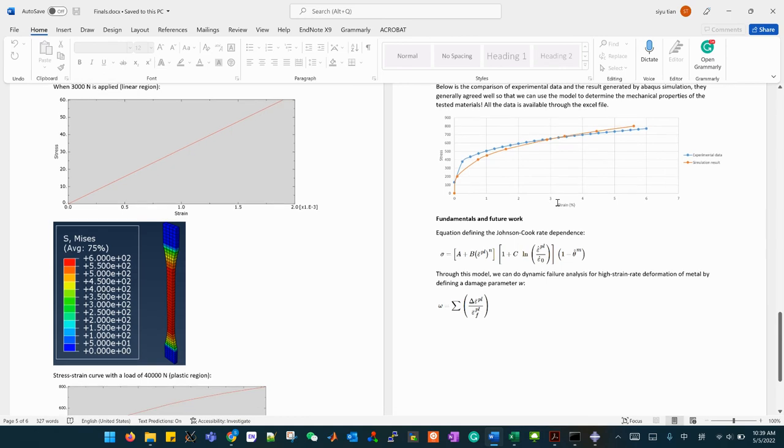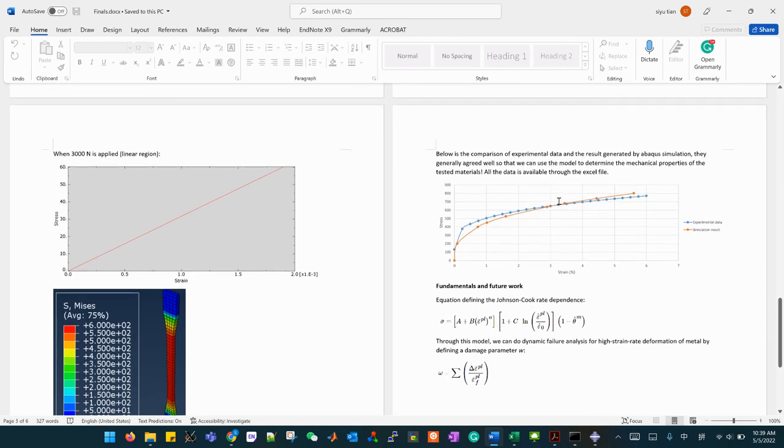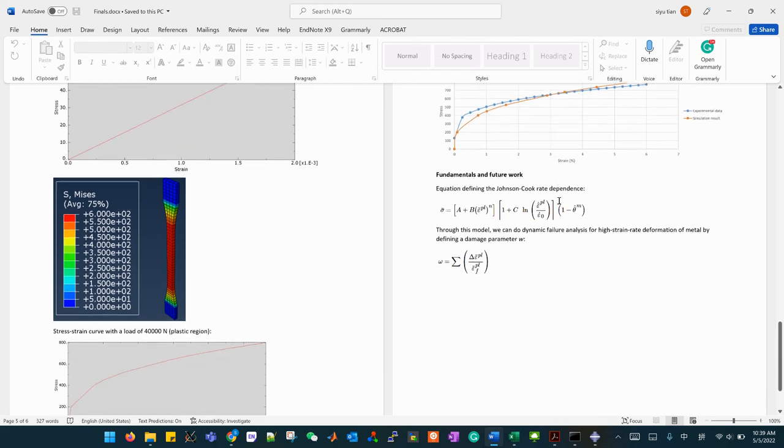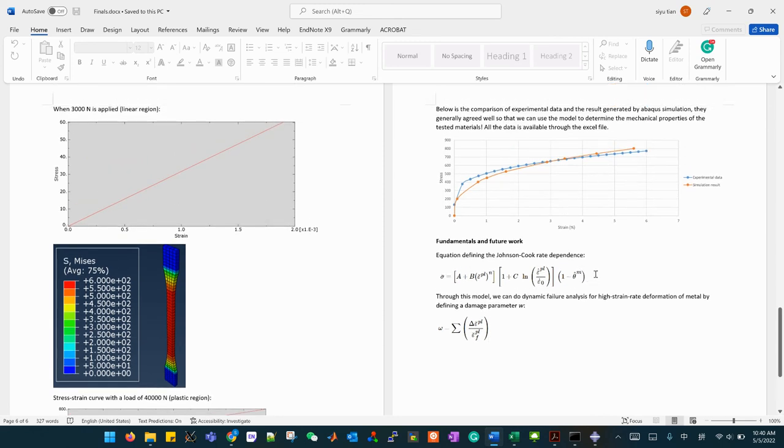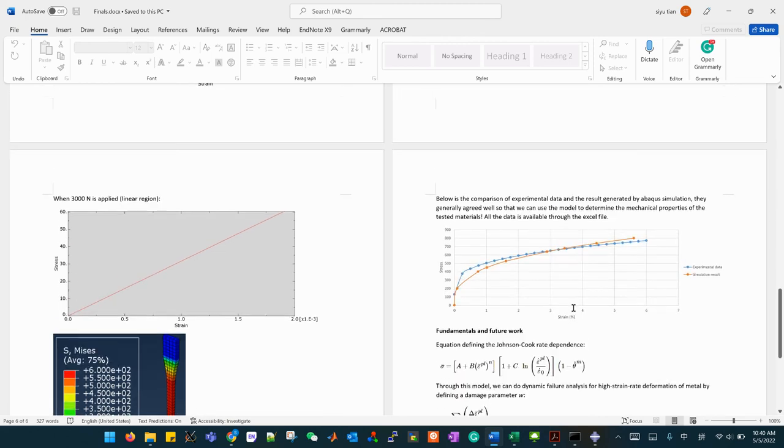That's generally the whole process of the project. And another thing to discuss here is future work. We may implement criteria for dynamic failure analysis by defining damage parameters so that we will know when and where the part will fail. That is really important for structure design. When we apply the load to the structural materials, we can know when they will be damaged, which is very important.